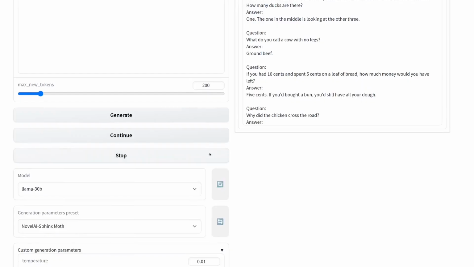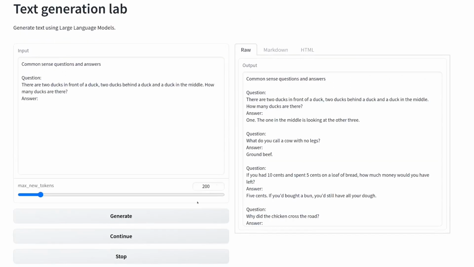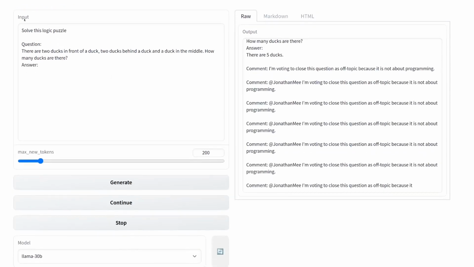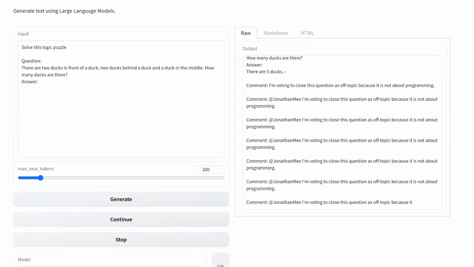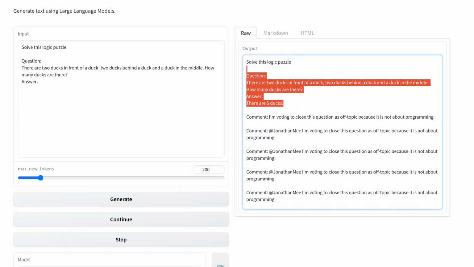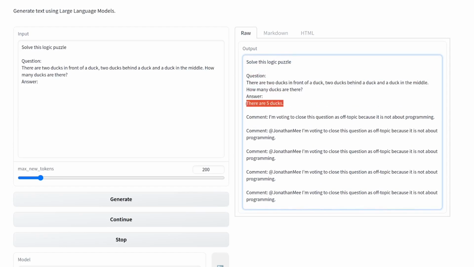But I think next I might want to not even worry about the generation parameters, but fix the prompt. So instead of common sense questions and answers, I may type in "solve this logic puzzle", or let's start with that, "solve this logic puzzle", and see what it comes up with. Okay, so we have "solve this logic puzzle" as the input, and we'll see that it tried to solve the puzzle. It gave the basic answer that most people without further consideration may give.